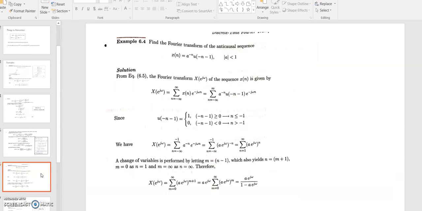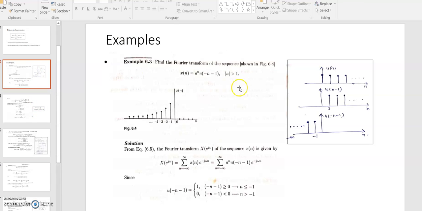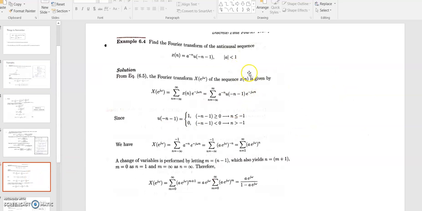In this slide, you calculate the discrete time Fourier transform of the given signal a to the power minus n u[-n-1]. In the previous example, it was a to the power n u[-n-1]. Here it is a to the power minus n, and in this the value of a is greater than 1, but there the value of a was less than 1.